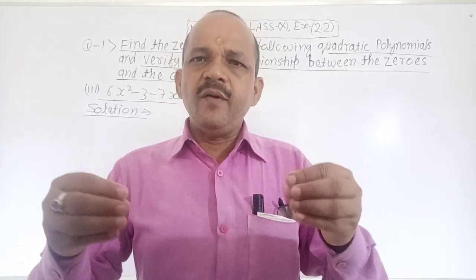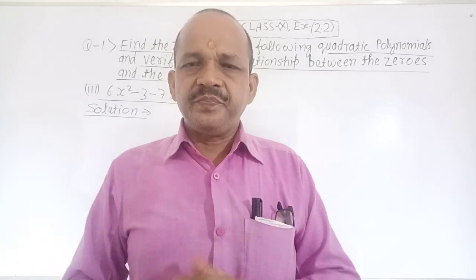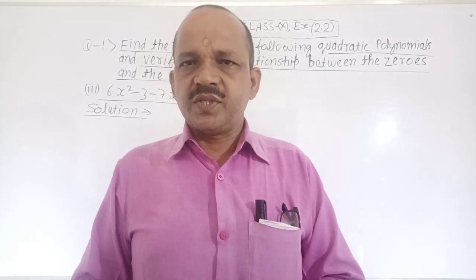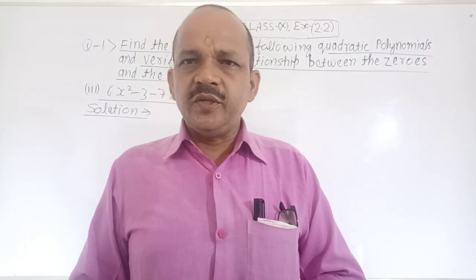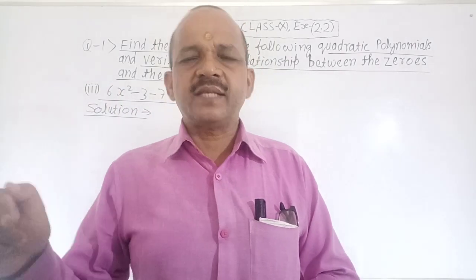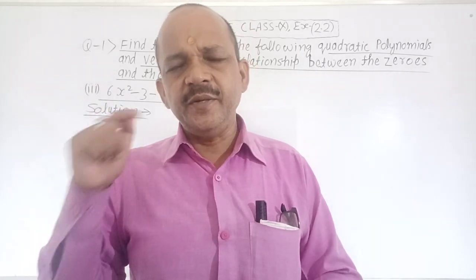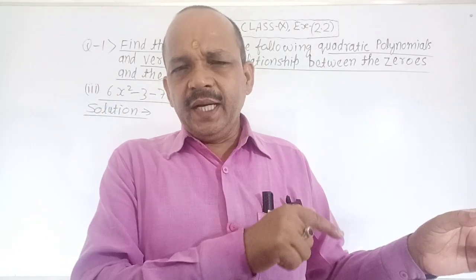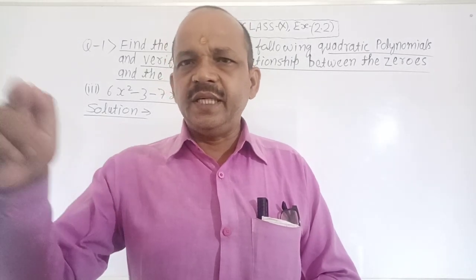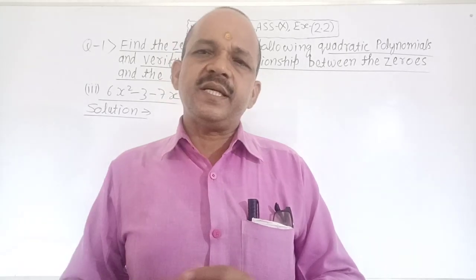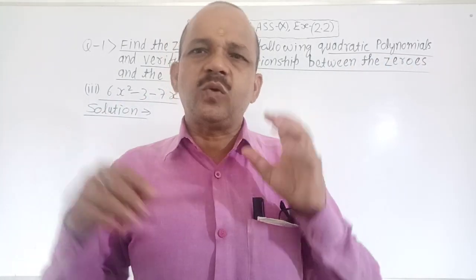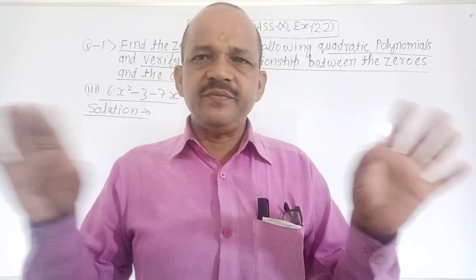Very good. Now I want to describe the relationship between zeros and coefficients. Sum of zeros equals alpha plus beta equals minus coefficient of x upon coefficient of x square equals minus b by a. Product of zeros equals alpha multiply beta equals constant term upon coefficient of x square equals c by a. It is the relationship between zeros and coefficients. It is clear, no confusion about it.